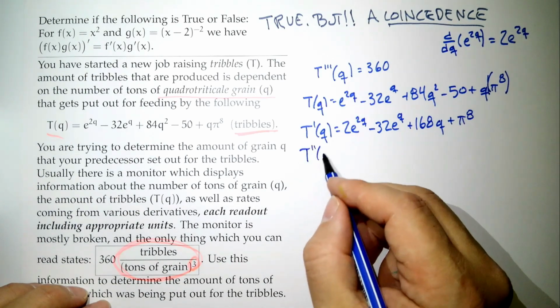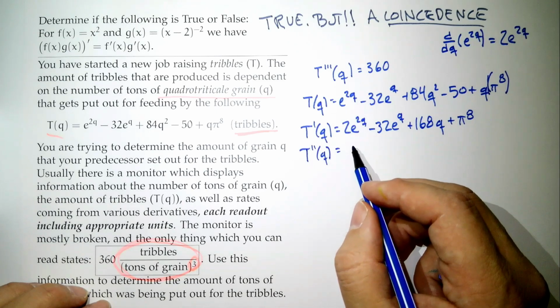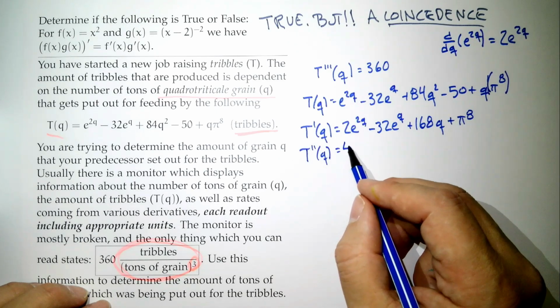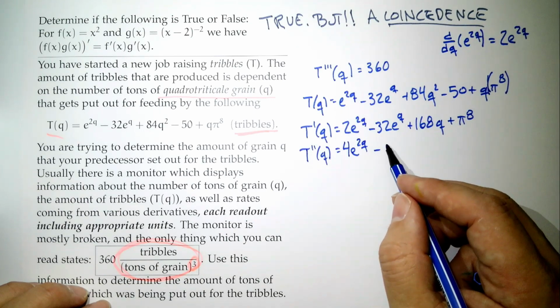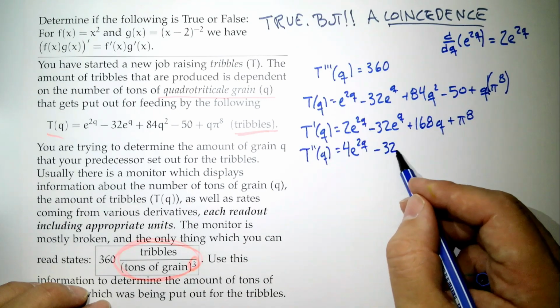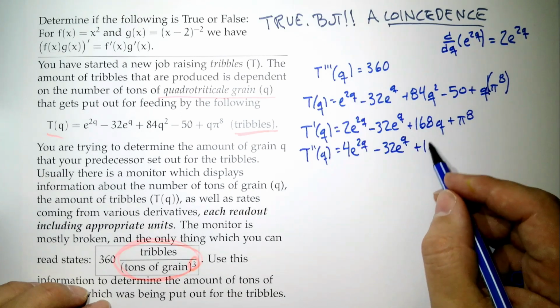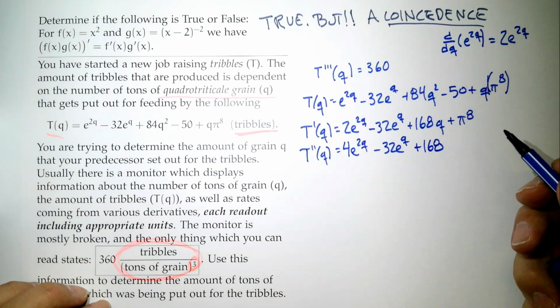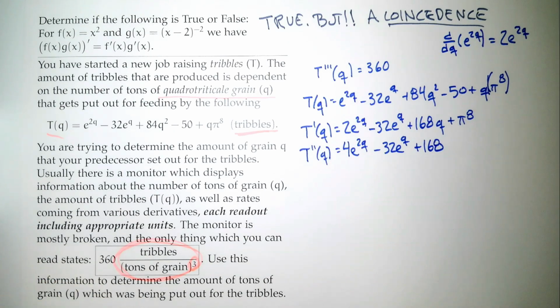T double prime. All right, what's the first term? Derivative of that? 4e to the 2q. Okay, good. Next term? 32 e to the q. Good. Next term? 168. All right, pi to the 8th? Gone. It's a constant.